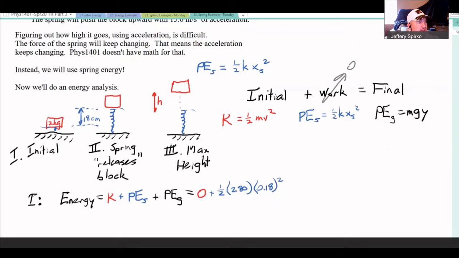So 1/2 times K times that X spring squared. So this will be 0 plus 4.536, and then we're going to have plus 2 times 9.8. And then we need to pick a 0 for y values.